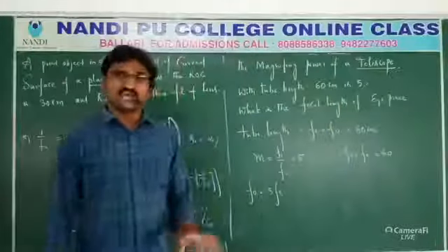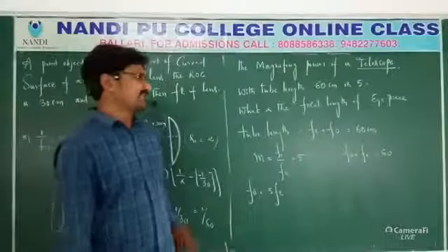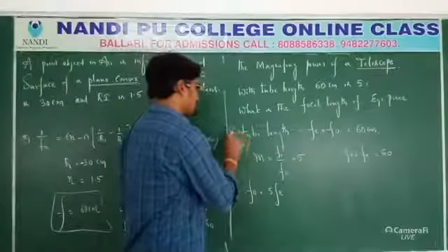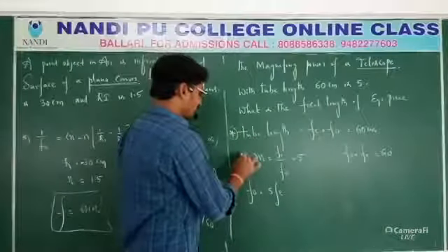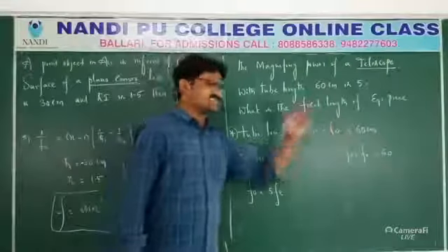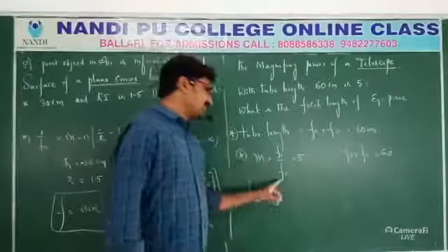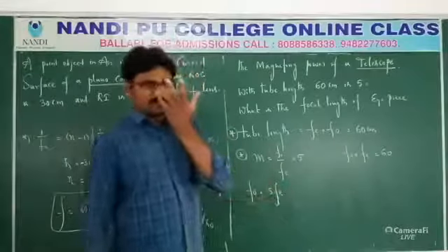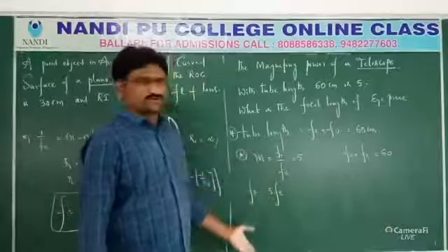You can identify 2 statements they have given. These are called key points. Tube length total is 60. Magnification is Fo by Fe, that is equal to 5. That means Fo is equal to 5 into Fe. With the help of these two we have to find out Fe.